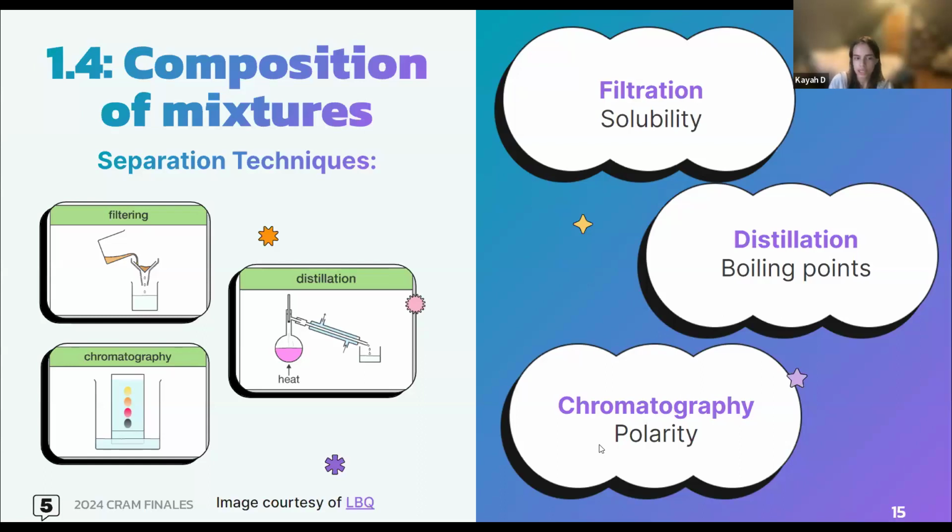So first technique is filtering, and filtration is based on the solubility of a substance. The next separation technique is distillation, which is pretty much where you heat it until the two substances separate. And this is based on having different boiling points. And then the last main separation technique that we focus on is chromatography. And this is based on the polarity of the substance.